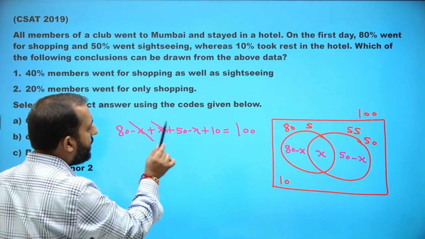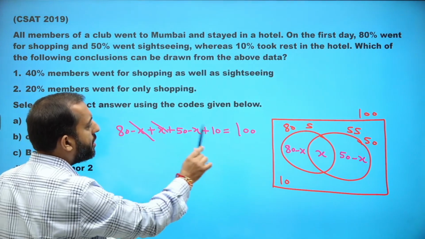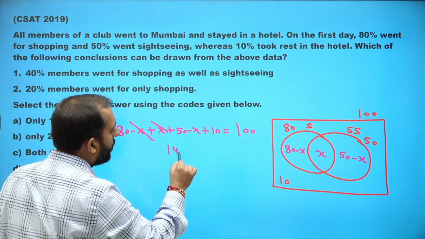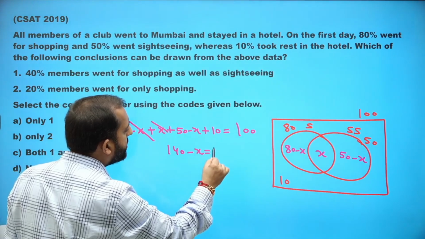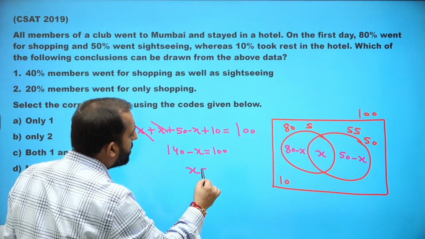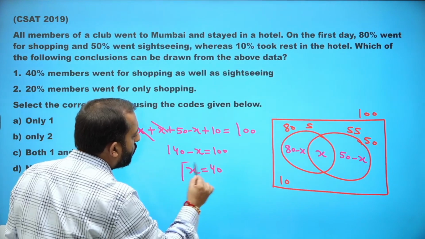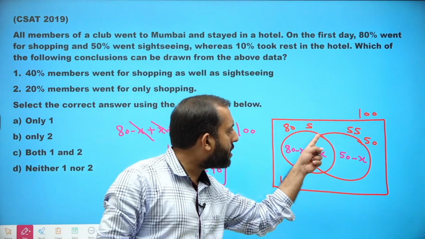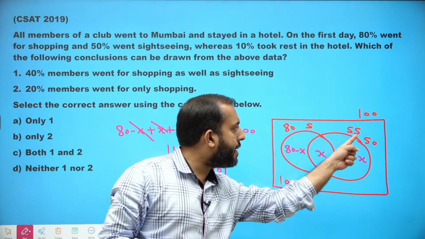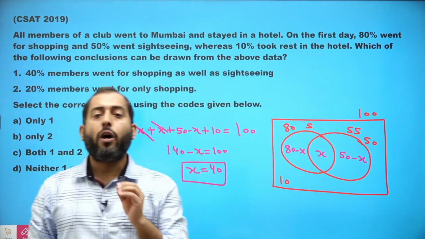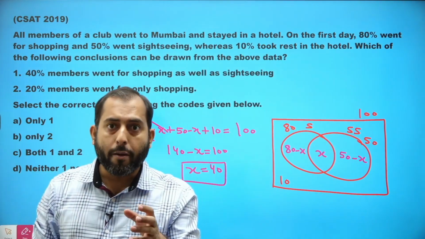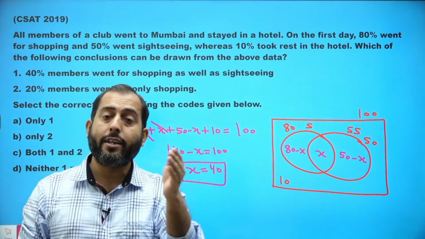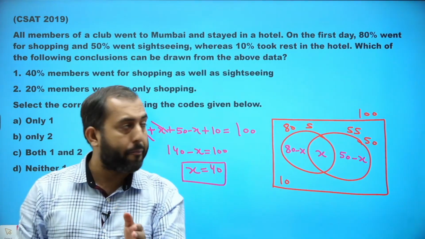So from here, 80 plus 50 is 130, plus 10 is 140. So 140 minus X is 100. And from here, X comes out to be equal to 40. So what is X here? See, X falls under the circle of shopping as well as under the circle of sightseeing. So X is the count of those people who went for shopping as well as for sightseeing.